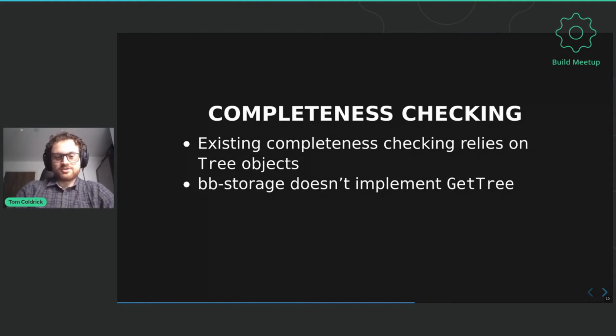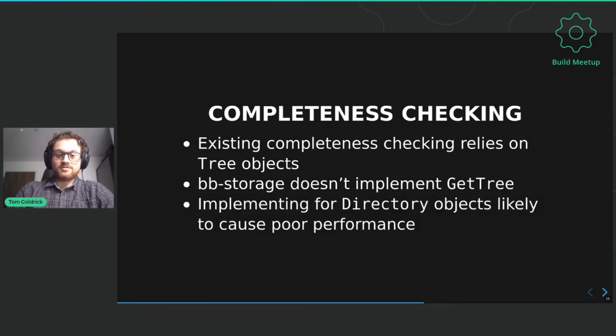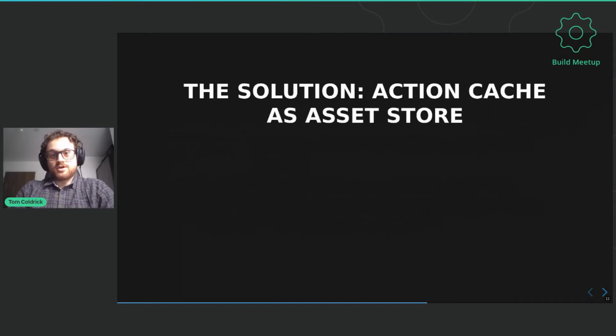So our only recourse would have been to implement a recursive directory check. So pull down the root and each of its children and then each of their children, and it would probably end up causing a lot of stress on the network and a lot more poor performance, really. But thankfully, thanks to some ideas from Ed Shoughton from Buildbarn, we came up with using the action cache as the actual backend for the asset store.